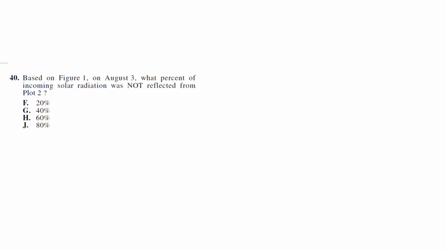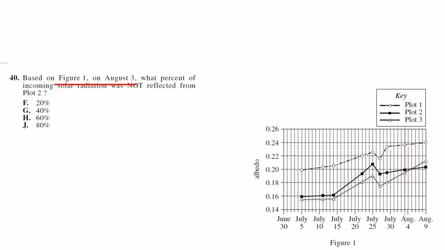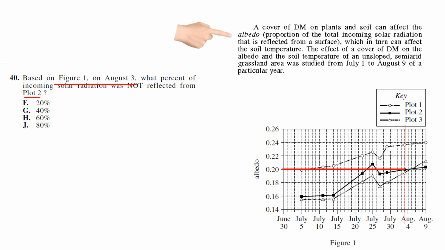And then ACT gives you one more decently tricky question for the end of the test. Based on figure 1, on August 3rd, what percent of incoming solar radiation was not reflected from plot 2? So plot 2, we go up to, on August 3rd, we draw a line over and we see 0.20, and you're tempted to answer F. But you have to remember what albedo is. Albedo is the total incoming solar radiation that is reflected. We want to know what is not reflected. So 100 minus 20 is 80. So 80% is not reflected.